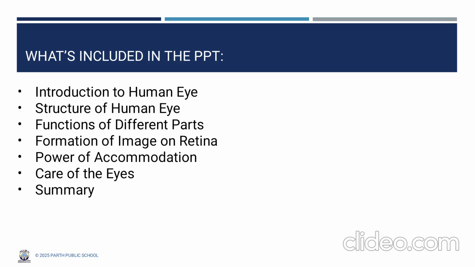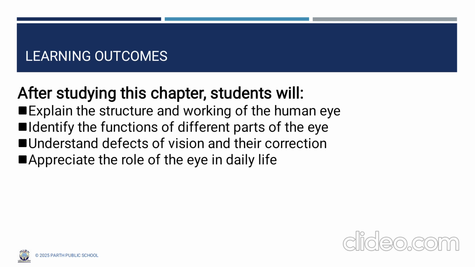That will be introduction to the human eye, structure of the human eye, functions of different parts of the human eye, formation of image on the retina. Then we'll be doing power of accommodation, care of the eyes, and at the last we'll be doing summary of the topics. So what will be the learning outcomes from this PPT?